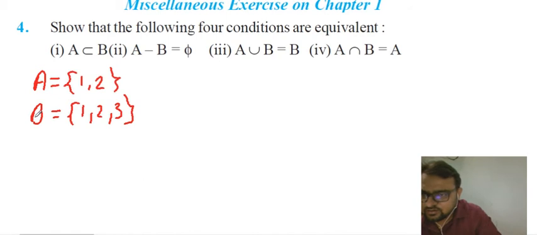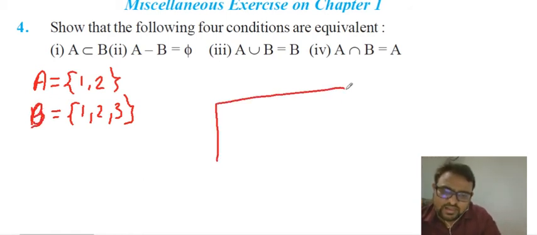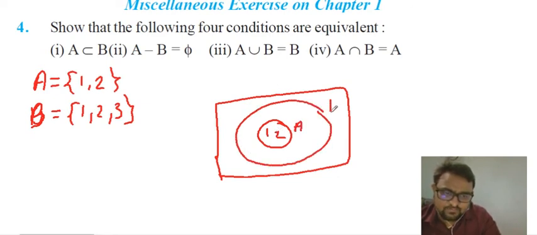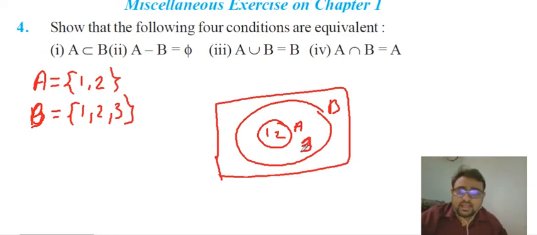So if I also draw the Venn diagram, it will be in this way. Set A that includes 1, 2, and set B. Set A is included inside set B. Now see, A is a subset of B. Yes. A minus B: when I do A minus B, then from A I will remove 1, 2 and 3. So definitely that will be equal to the empty set. So this is also the same thing.